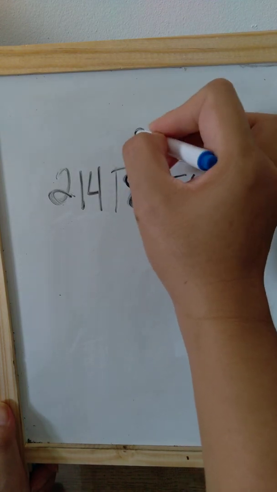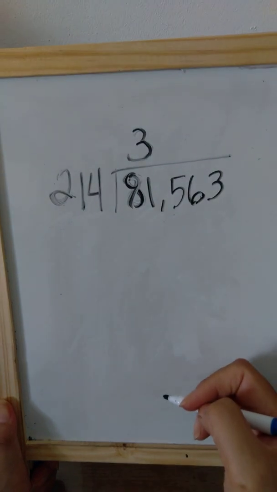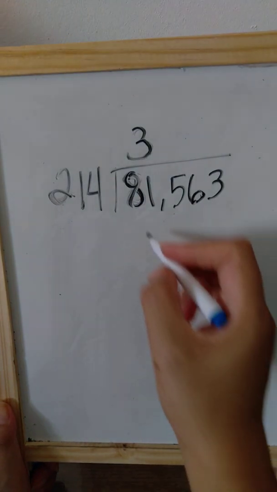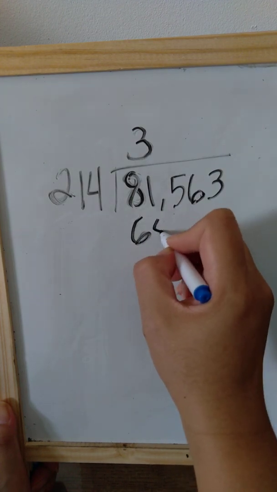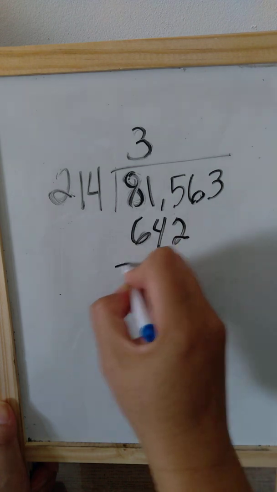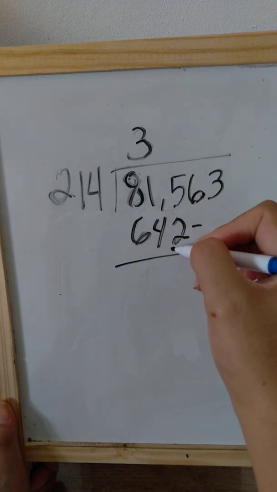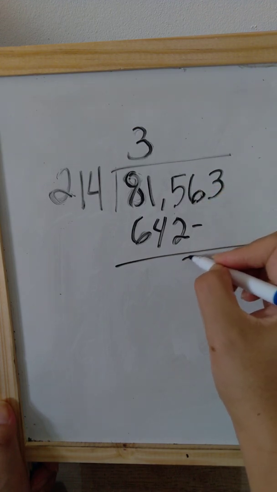Okay, so 3. 3 times 214 is equals to 642. So 642 minus... 815 minus 642. 5 minus 2 is equals to 3.